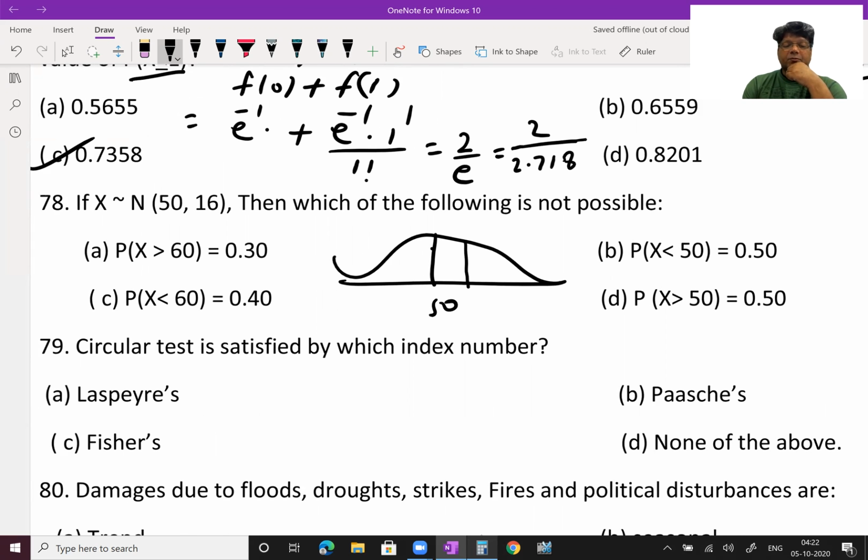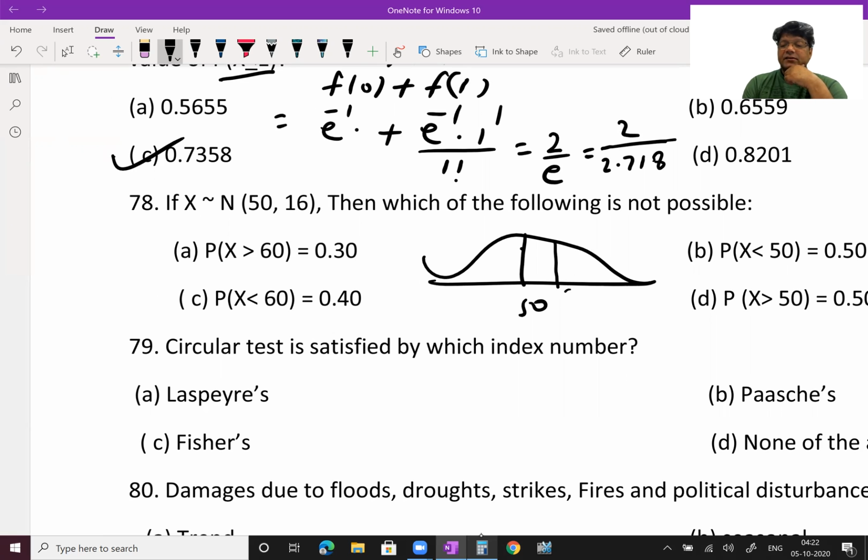Okay, they are saying this is not possible. Less than 60. Guys, if it is 60, then the less than 60 area will be more than 0.5, so more than 50 percent. But here they are saying 40 percent. So this is not possible. Option C.